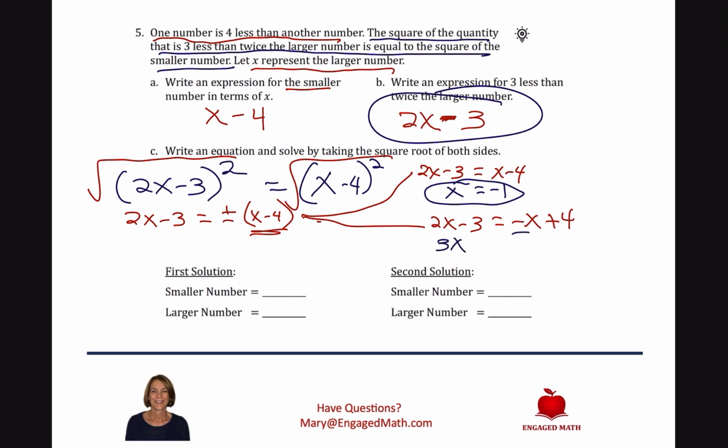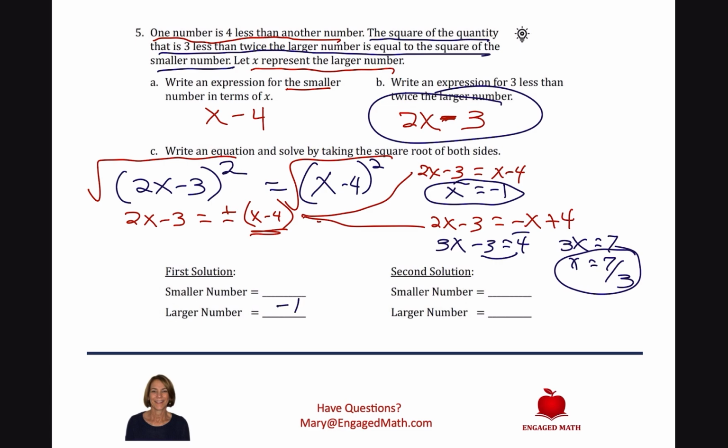Now on this next equation, I'm going to add that x to the left side. So I'm going to get 3x minus 3 equals 4. So 3x equals 7 when we add that 3 to both sides. So x is equal to 7/3. So these are our 2 answers for x.